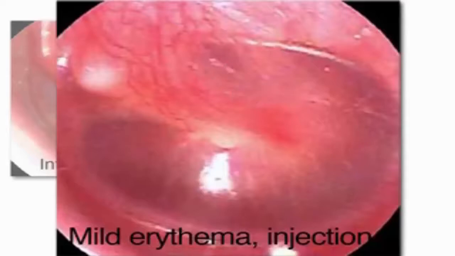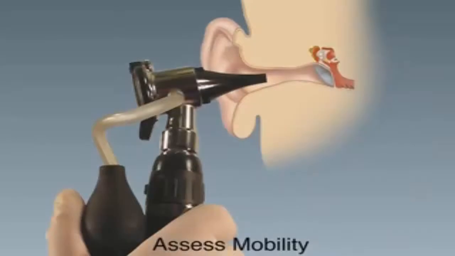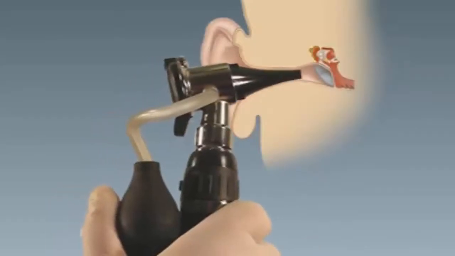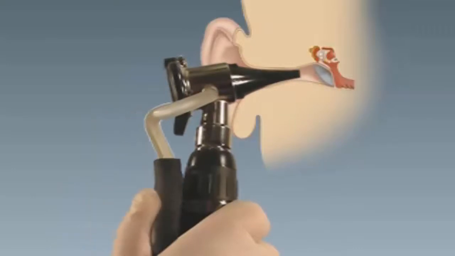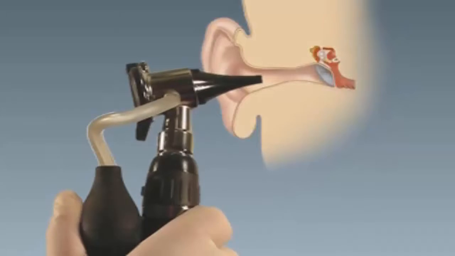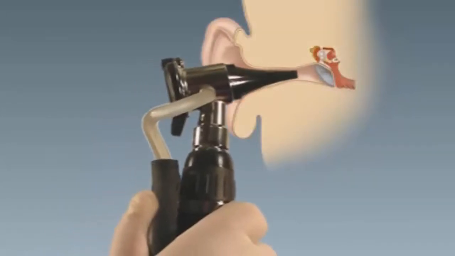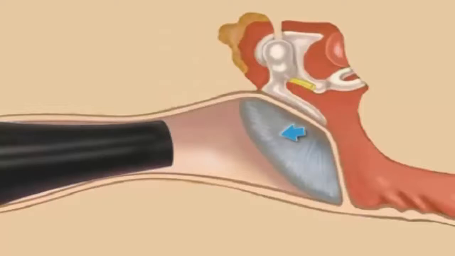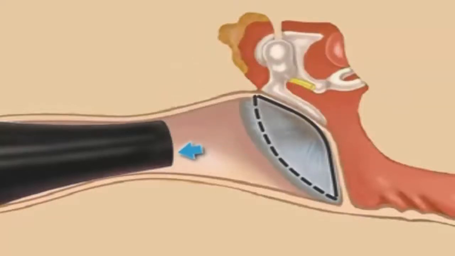To create positive pressure, insert the pneumatic otoscope without placing any pressure on the bulb. Then depress the bulb gently and observe the degree of movement of the tympanic membrane away from you. To create negative pressure, insert the otoscope with the bulb partially depressed. Release the bulb and observe the degree of movement of the tympanic membrane towards you.